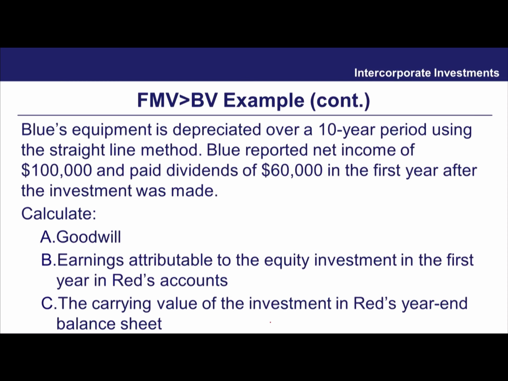Okay, so we're told that Blue's equipment is depreciated over a 10-year period using the straight line method. Blue reported net income of 100,000 and paid dividends of 60,000 in the first year after the investment was made. And we've been asked to calculate three things here. The goodwill, remember, doesn't show up as a separate intangible asset. It's hidden away in that purchase price. The earnings attributable to the equity investment in the first year and the carrying value of the investment at the end of the first year in the balance sheet.